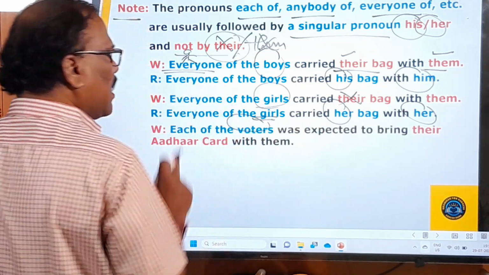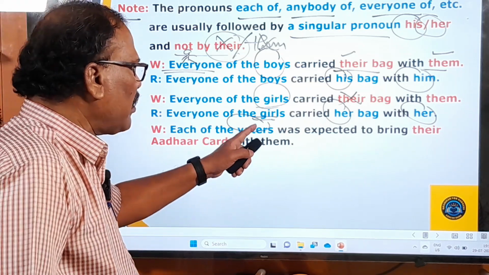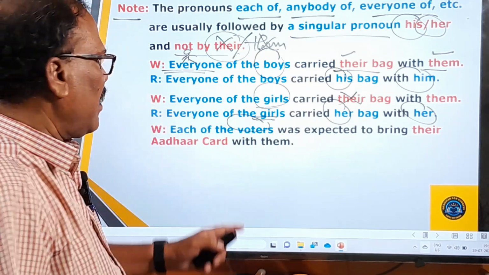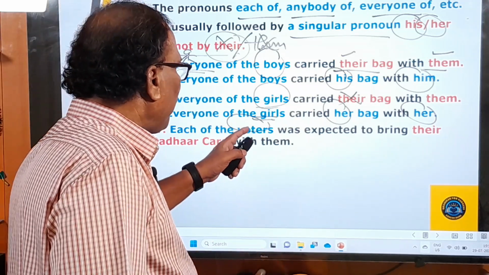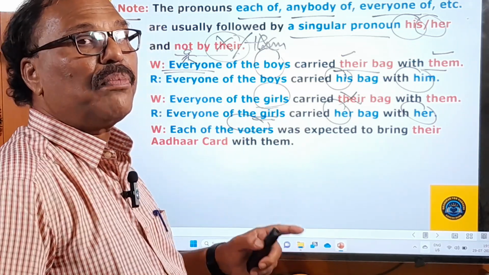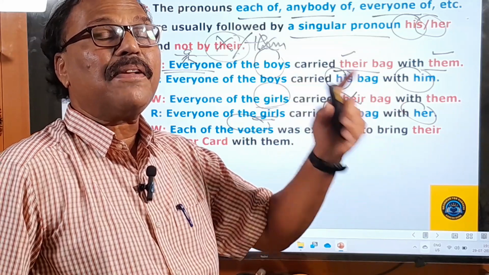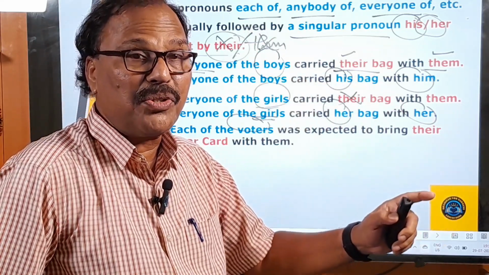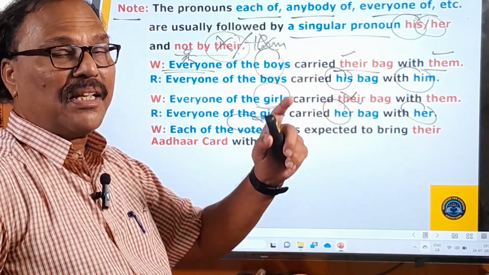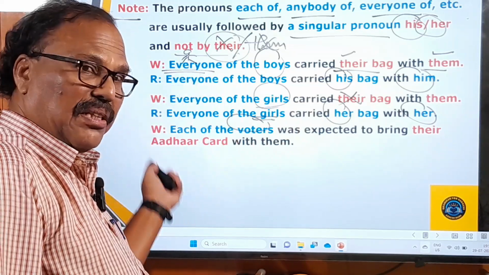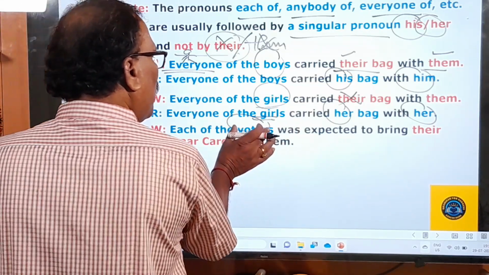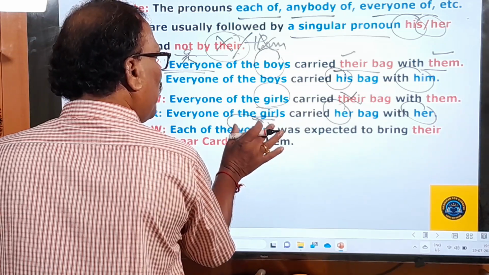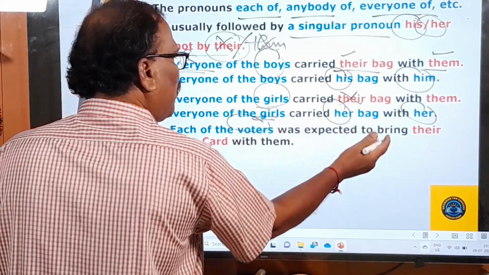And next, each of the voters. Here you don't know the sex of the voters, whether it is male voters or female voters, whatever it is. When you don't know the sex of the persons referred to or mentioned in the sentence, you must use third person masculine gender. That we have learned in the previous slide. Here, voters, you don't know the sex of the voters, male or female. That's why you have to use only his.